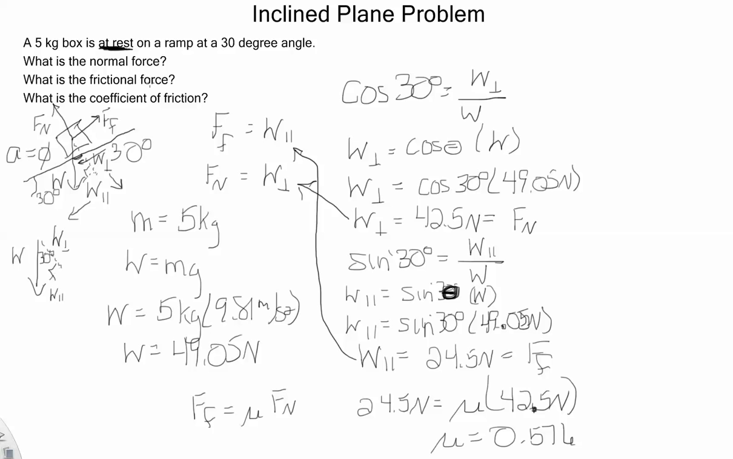Okay, so we solve for the normal force, which was just equal to the weight perpendicular because it's not accelerating perpendicular to the ramp. I solve for the frictional force, which was really just my weight parallel because it's not accelerating up or down the ramp at all. And then I also solve for coefficient of friction. Okay, so that is your first inclined plane problem.